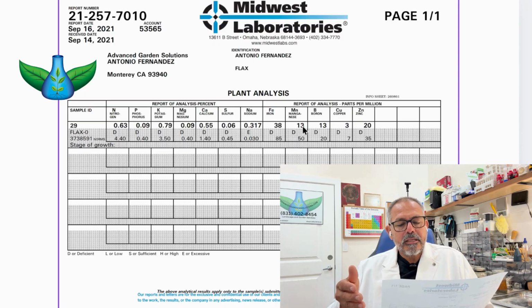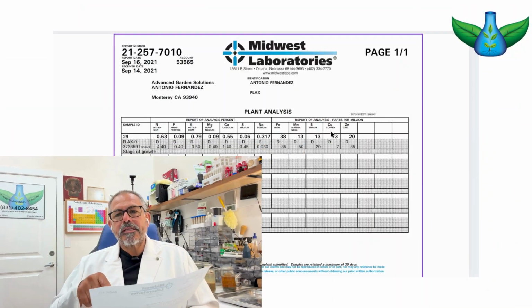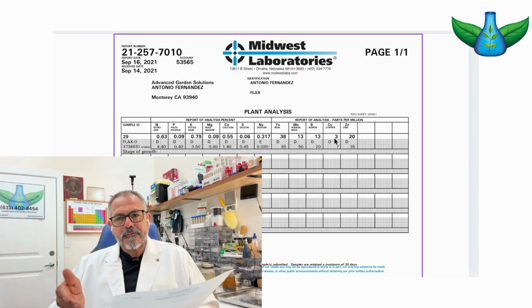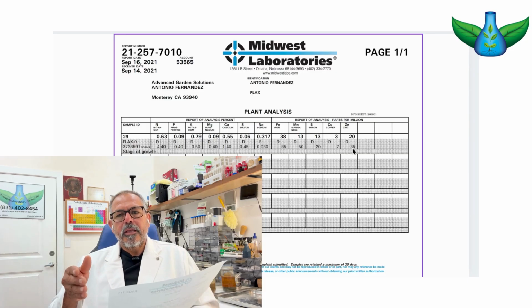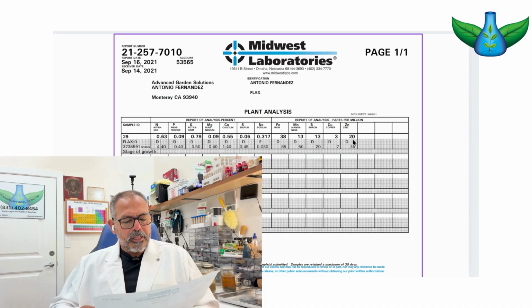Next is manganese. It should be 50 parts per million, but we only have 13 parts per million. Boron should be 20 parts per million, and we only have 13 parts per million. One interesting thing I have noticed is that plants within the higher limits of boron are not disturbed or eaten as much by deer. Copper should be 7 parts per million, but we only have 3 parts per million, which is very low. Zinc should be 35 parts per million, and we only have 20 parts per million.